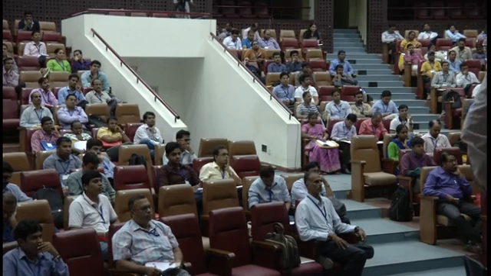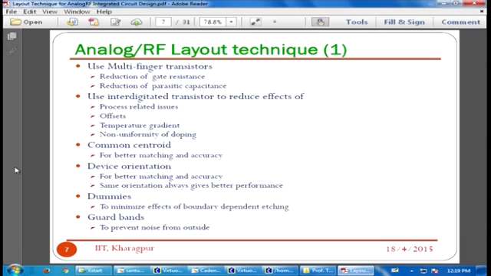Okay. So these are the techniques. Use multi-finger transistors. It is definitely you will get less resistance and less capacitance also. Use interdigital transistors to reduce the effect of process-related issues, offsets, temperature gradients and process variations. Okay. Compensator is very important for low frequency and DC.